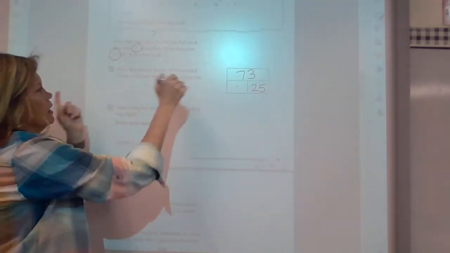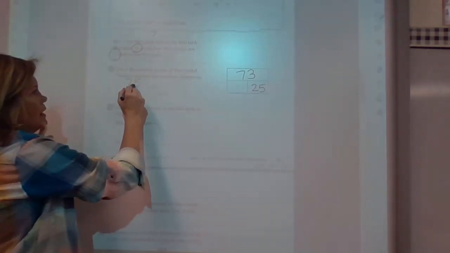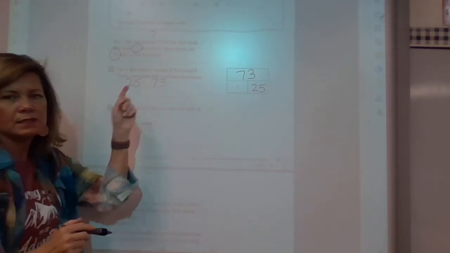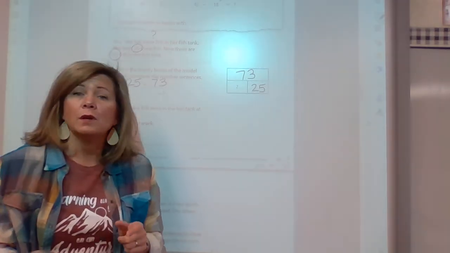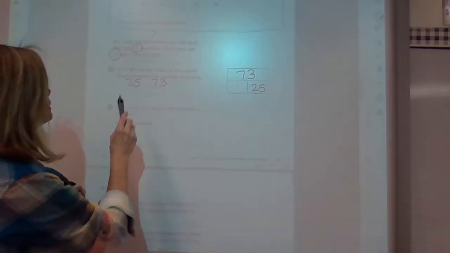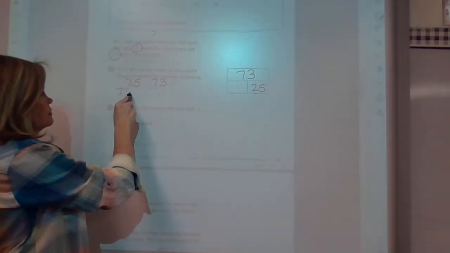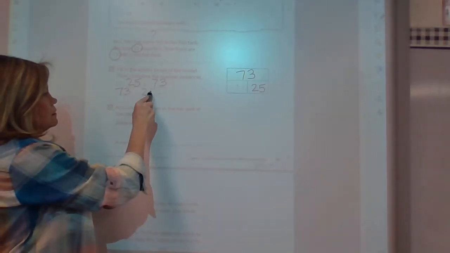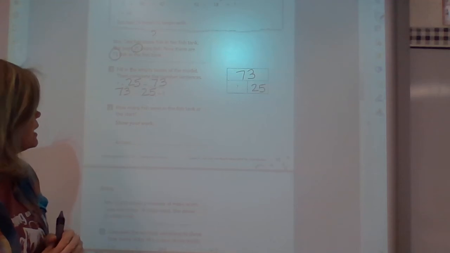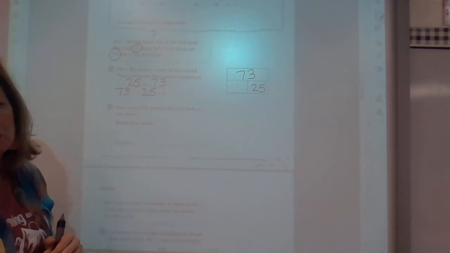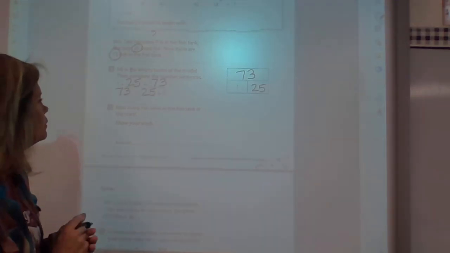So something plus 25 equals 73, because you always end with your big number when you make an addition number sentence. When you do a subtraction number sentence, you start with your biggest number. So we're just going to switch this around. 73 minus 25 equals question mark. Okay? So how many fish were in the tank at the start? Show your work.